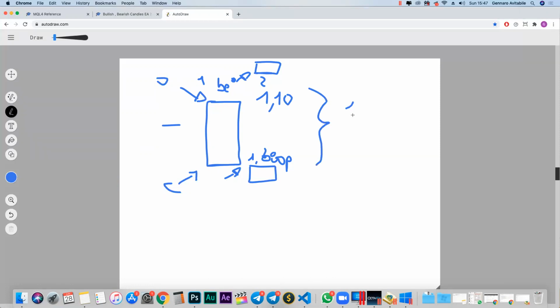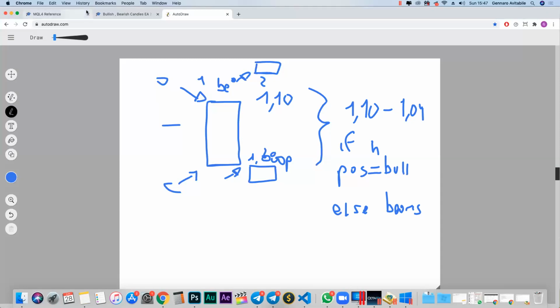We can do something like that. Let's do 1.10 minus 1.09, and say if the number is positive, we definitely have a bullish candle, or else we have a bearish candle. I think this is going to make more sense, and that's probably what we're going to be doing. All right, let's do this. Let's first understand if a candle is bearish or bullish.